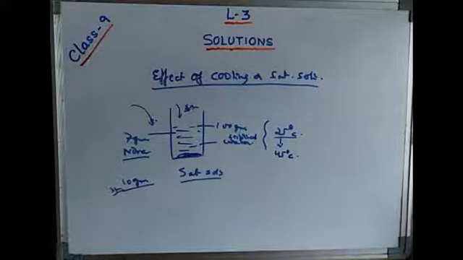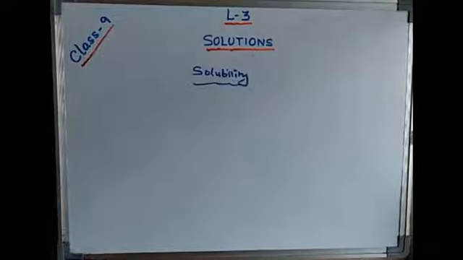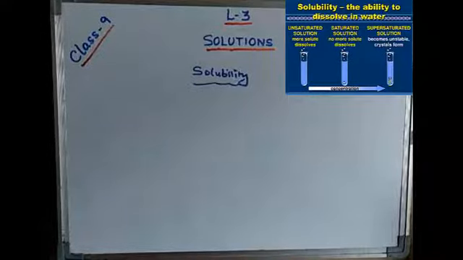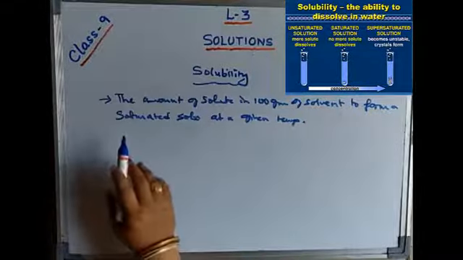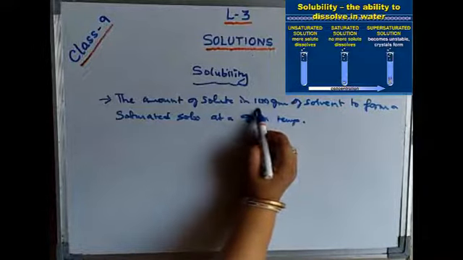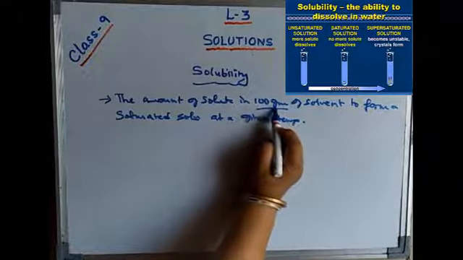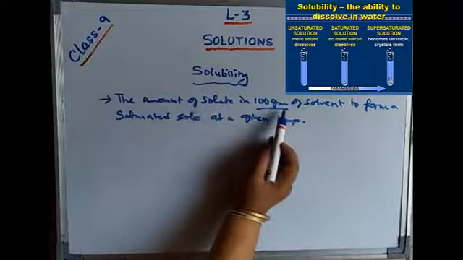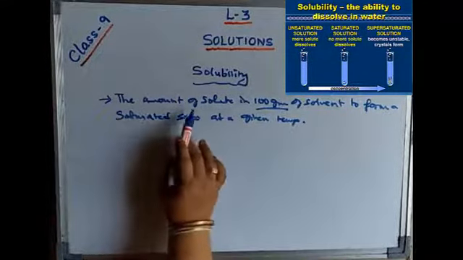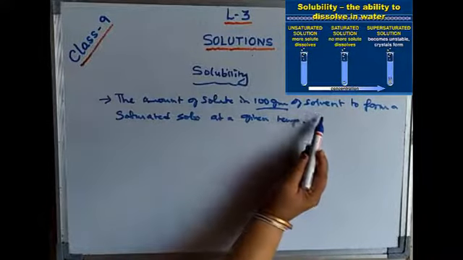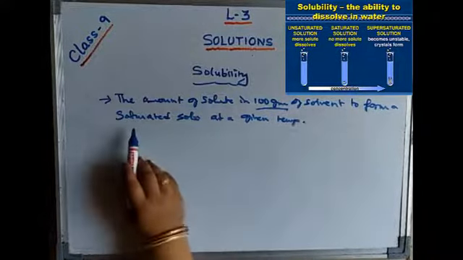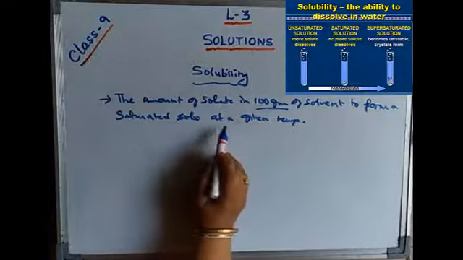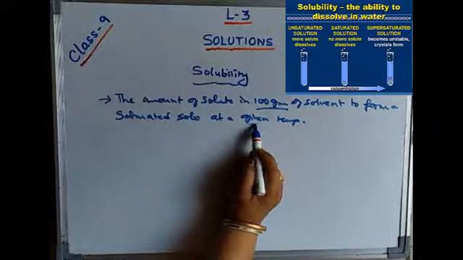Now we will come to the next topic, that is solubility. What is solubility? You have to remember a few terms which will join to make a definition for it. Solubility: the amount of solvent is fixed at 100 grams of solvent. Obviously the solute also we will take in the same unit only. Then the amount of solute in 100 grams of solvent to form what type of solution? Saturated solution at a particular or given temperature.